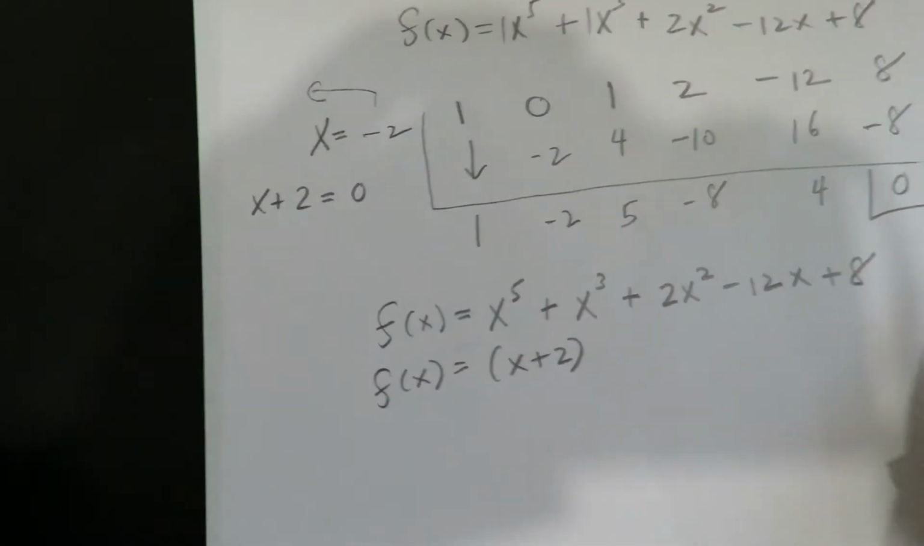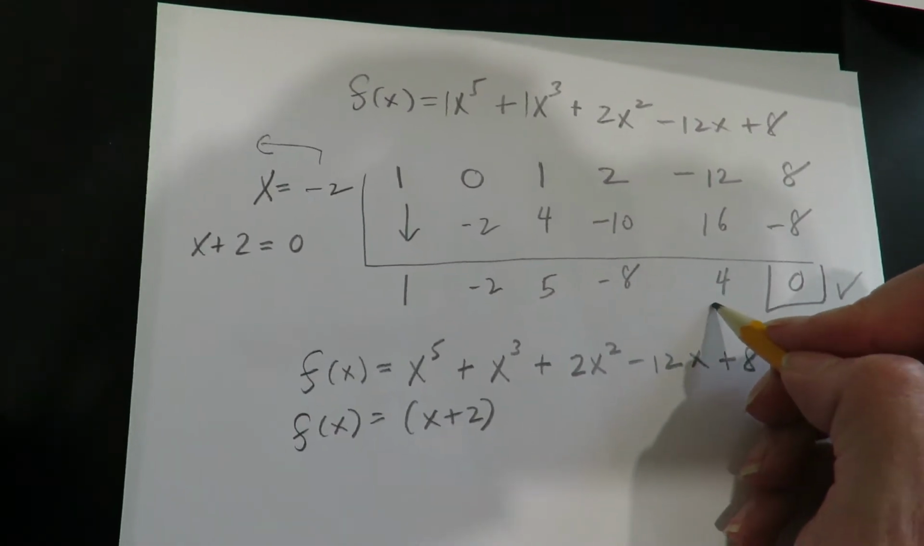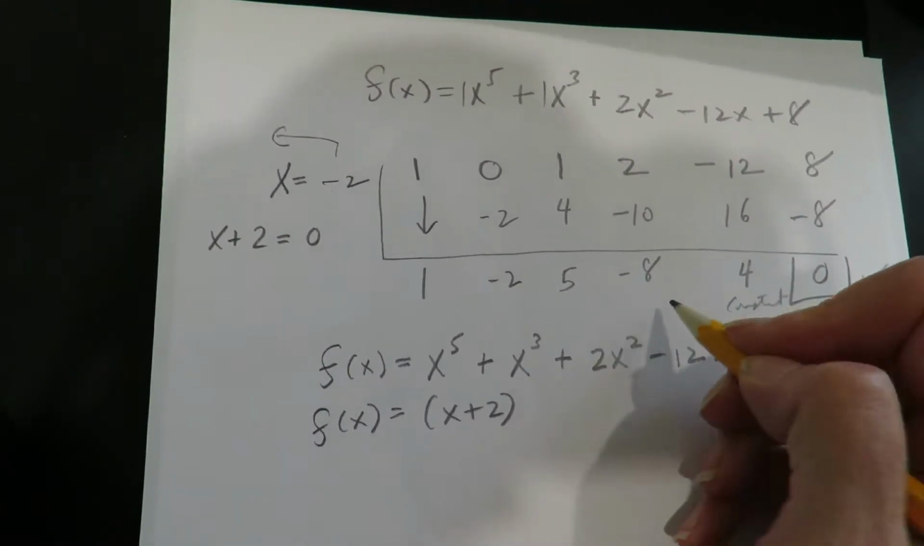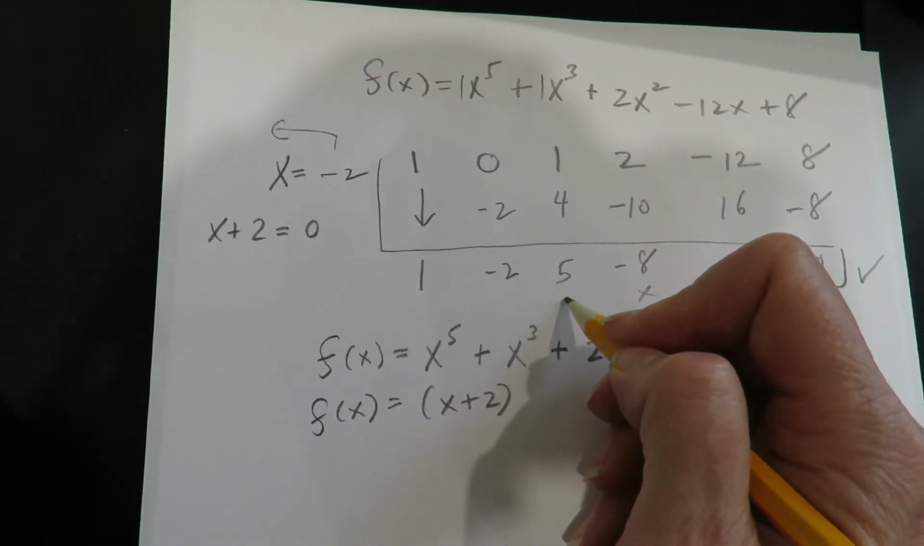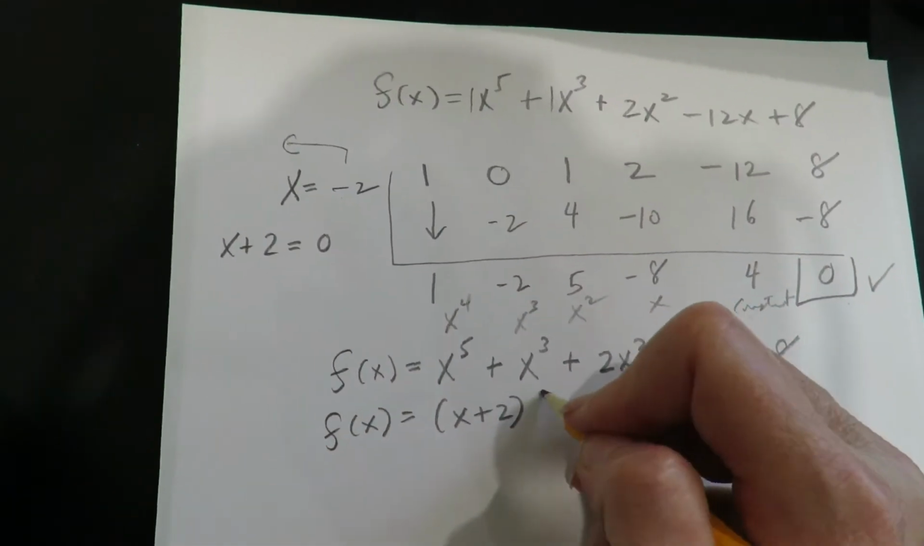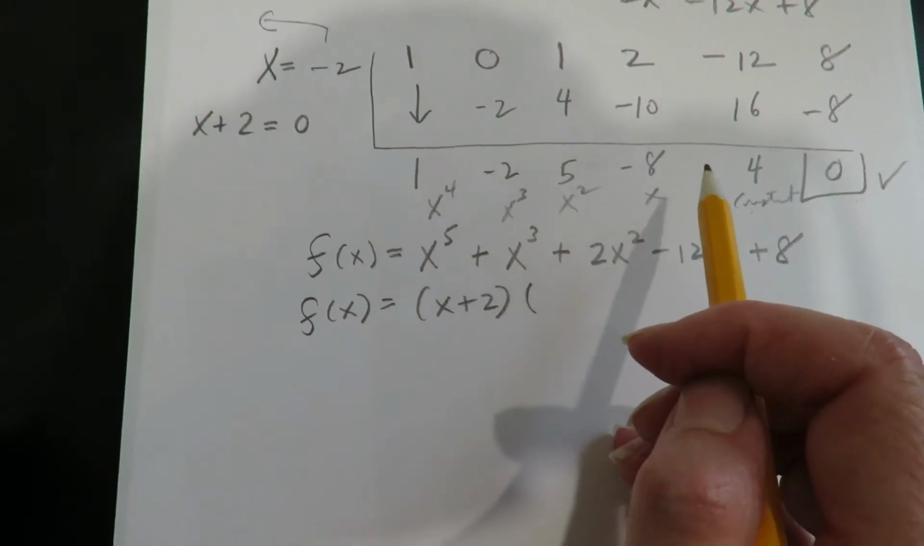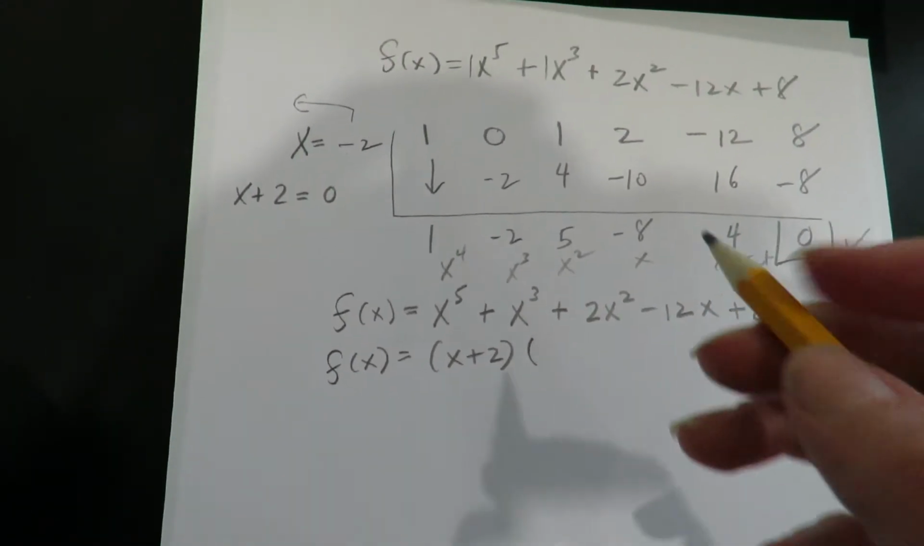The remainder is what tells you it's a winner. That's what you're looking for, the remainder to be 0. So this is the leftover. This is the constant. This is the coefficient of x, coefficient of x squared, coefficient of x cubed, coefficient of x to the fourth. All right, so these are the coefficients. This is the quotient here. This is the coefficients of the quotient.